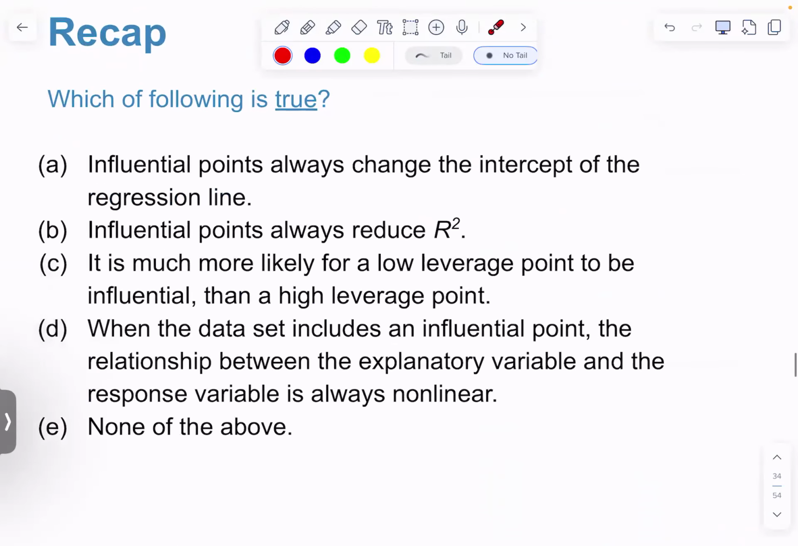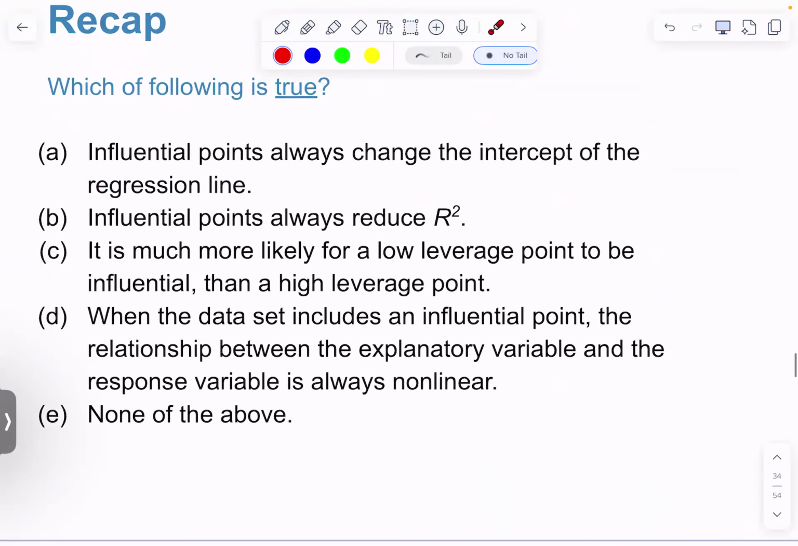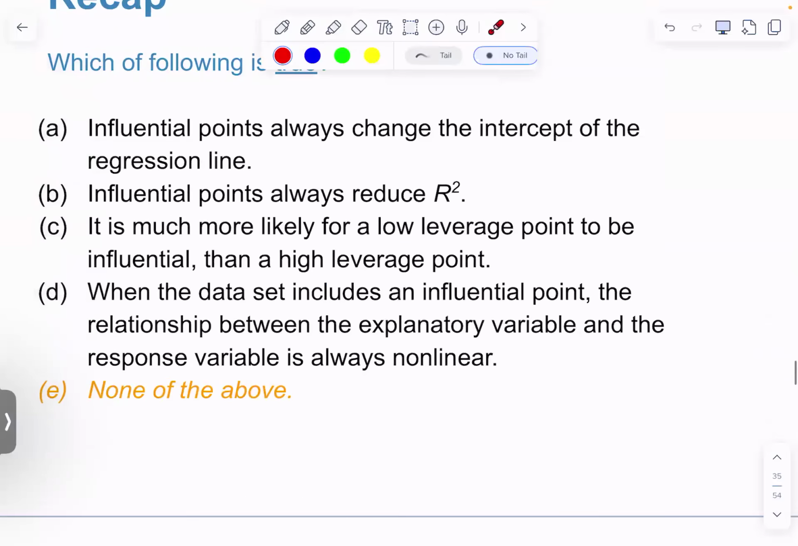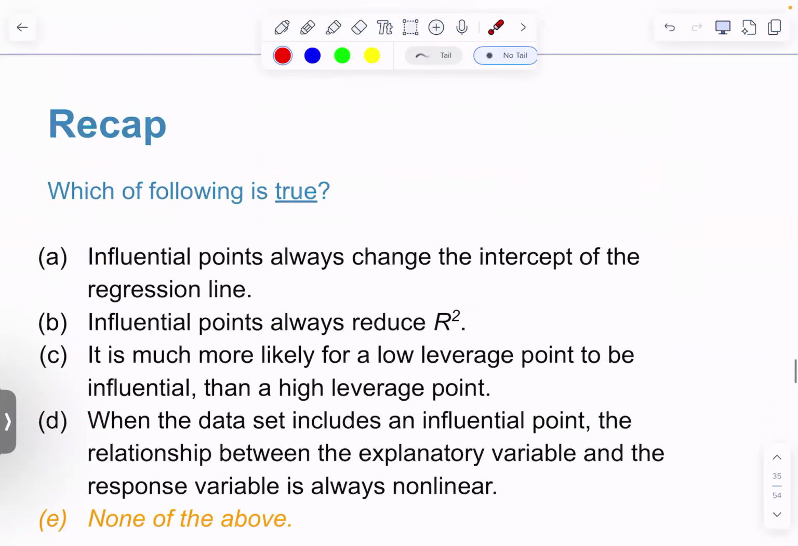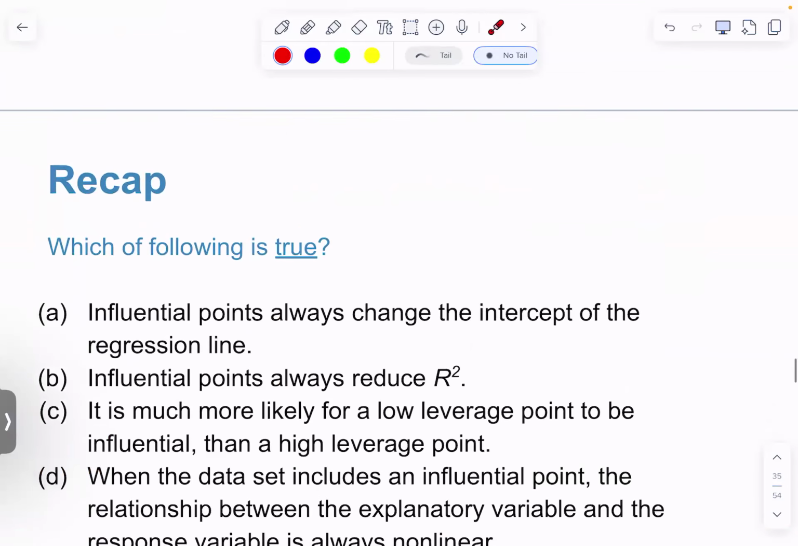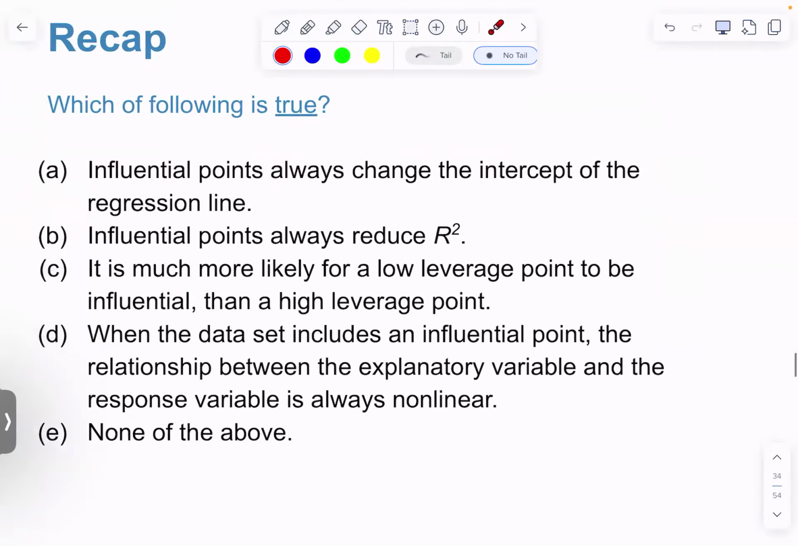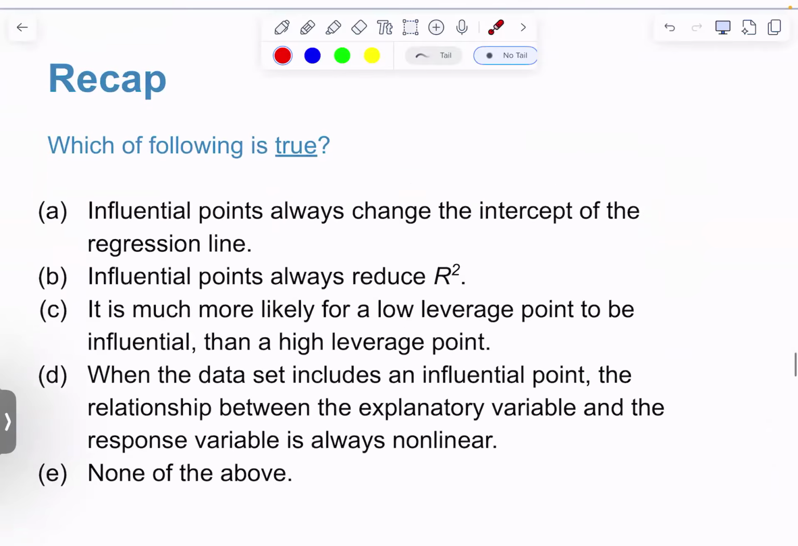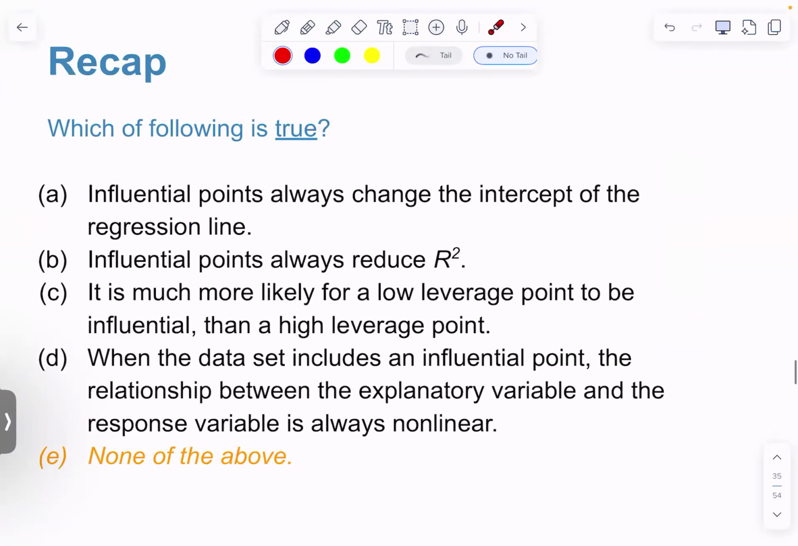Ugh. Influential points. None of the above, brute. I don't even want to do this one. We have time, but let's talk about why it's none of the above.